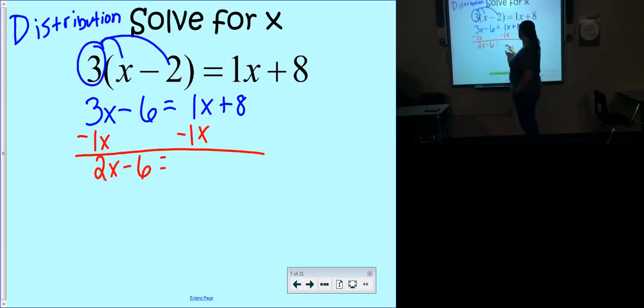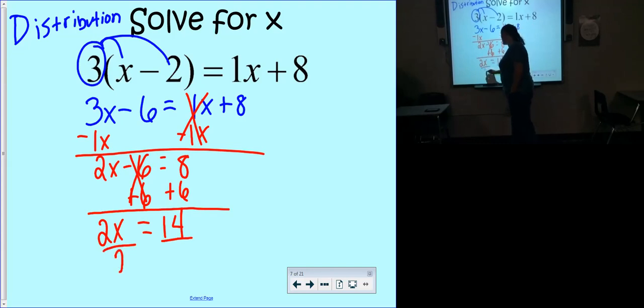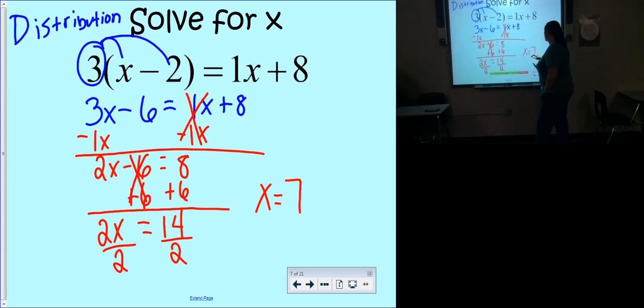And guys, as you see, this is just one way I could do this. Remember, there are multiple different ways to solve these problems. Back up top here, I could have added 6 over to this 8. I could have subtracted 3x over to this 1x. I could have subtracted 8 from this 6. Any of those ways, I still would have gotten the same answer that I'm going to get here shortly, which is x equals 7.